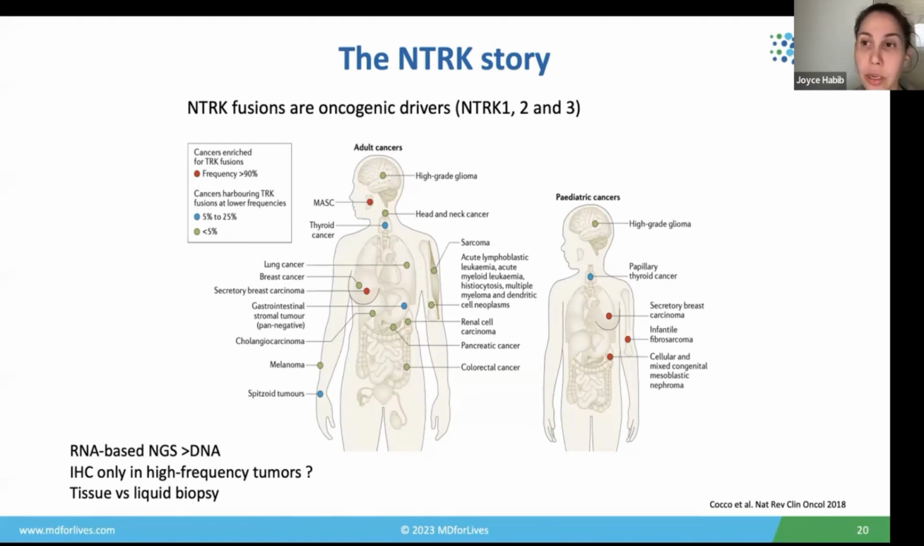not able to do. It seems like liquid biopsy may also be a valid way to test for those. There was a study this past year showing a high concordance between liquid and tissue detection for these fusions.